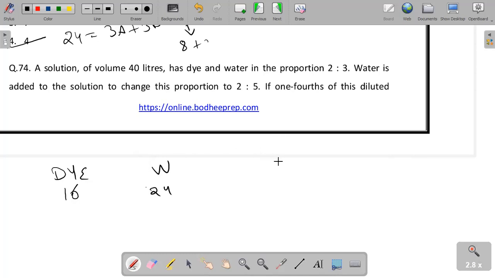Okay, so water is added, so the dye remains constant. So the total solution becomes 40 plus x. And he's saying that this would be 2 to 5, that is 2 by 7.